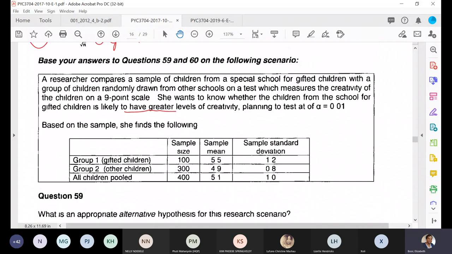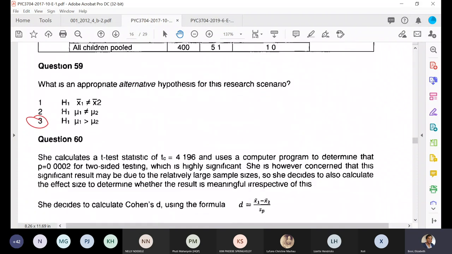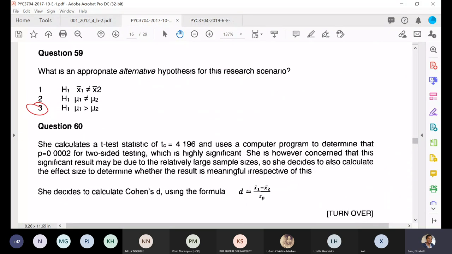So we're basing this information on the two question. She calculates the test statistic, which she found is 4.196, and uses a computer program to determine that the p-value is 0.0002 for the two-sided testing, which is highly significant.